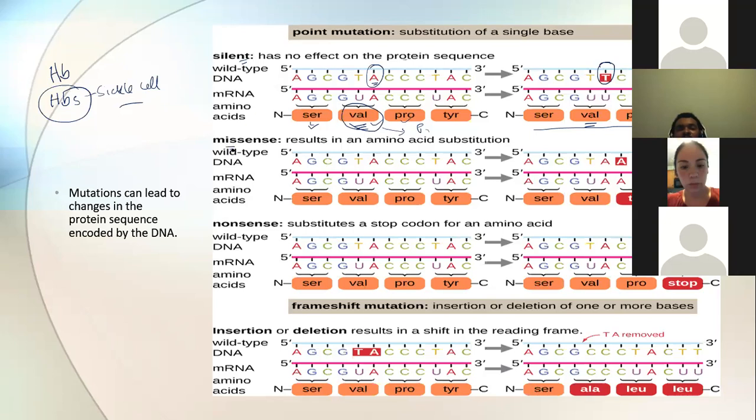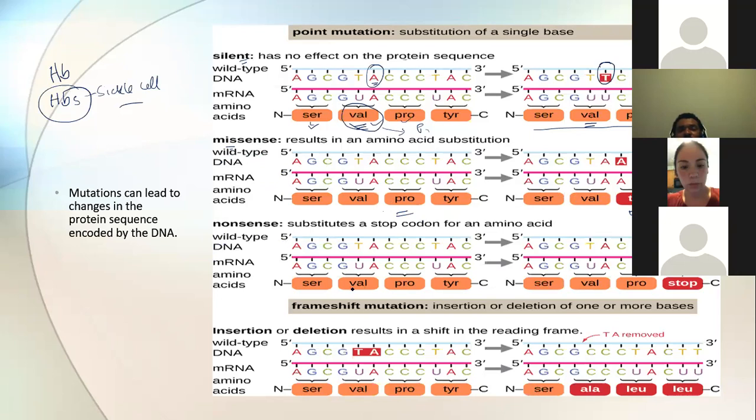Missense mutations, over here, just one amino acid has been substituted with something else. We had proline, instead we have threonine. Okay, so completely different. In that case, we have a strong effect on our cell.